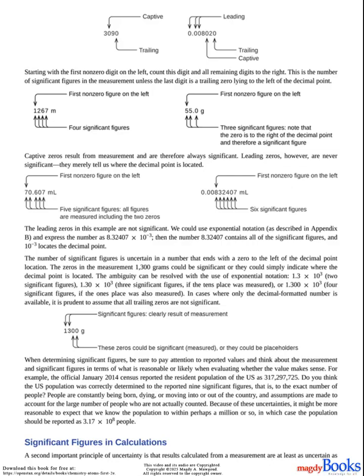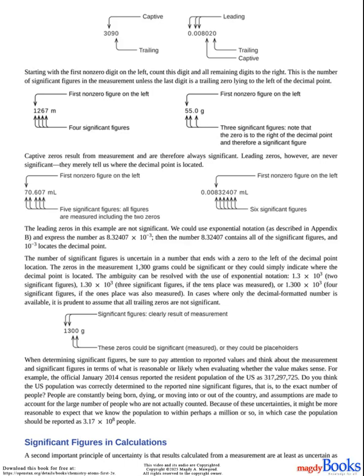Figure A. 1267 meter. First non-zero figure on the left. 4 significant figures. B. 55.0 gram. First non-zero figure on the left. 3 significant figures. Note that the zero is to the right of the decimal point and therefore a significant figure.